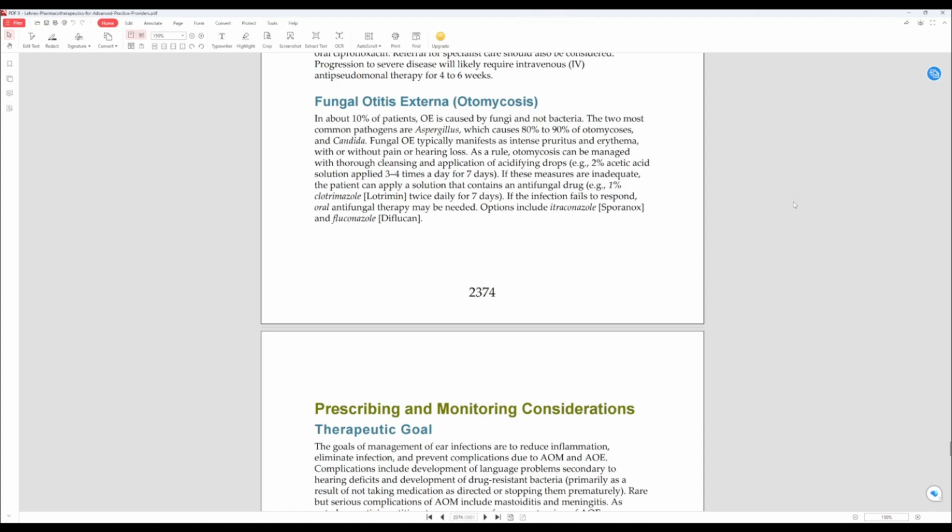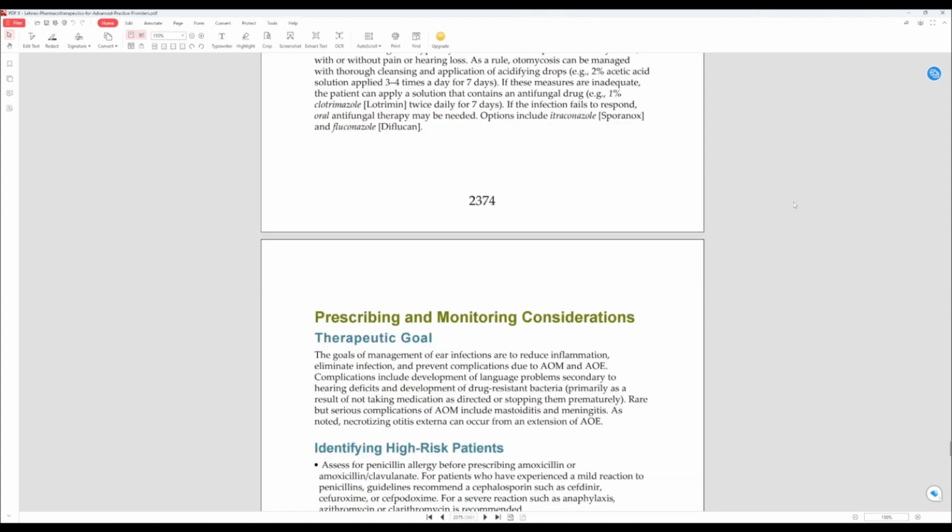So as a rule, otomycosis can be managed with thorough cleaning and application of acidifying drops. If these measures are inadequate, the patient can apply a solution that contains an antifungal drug, such as 1% clotrimazole, twice daily for at least 7 days. If the infection fails to respond, oral antifungal therapy may be necessary, which would include itraconazole and fluconazole.